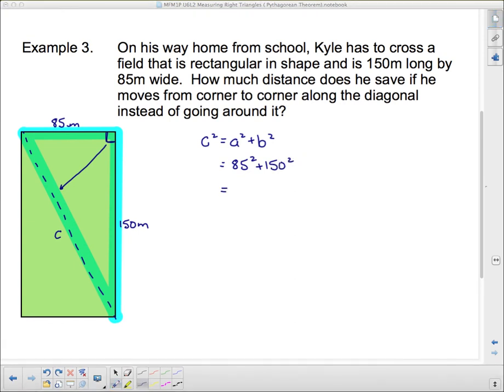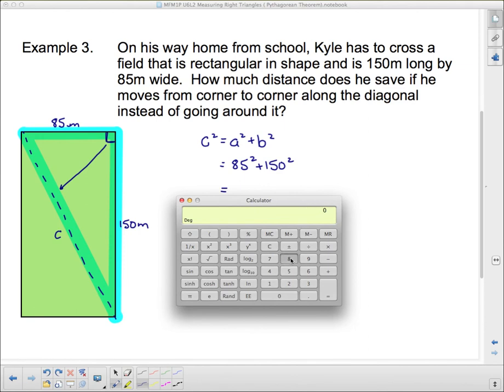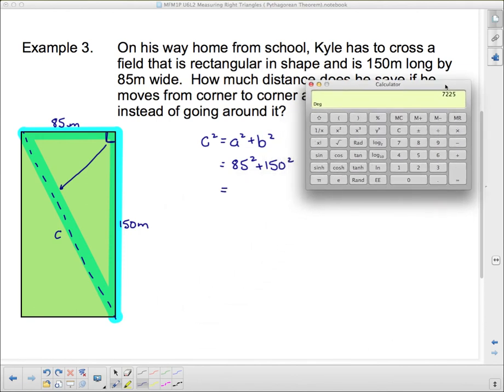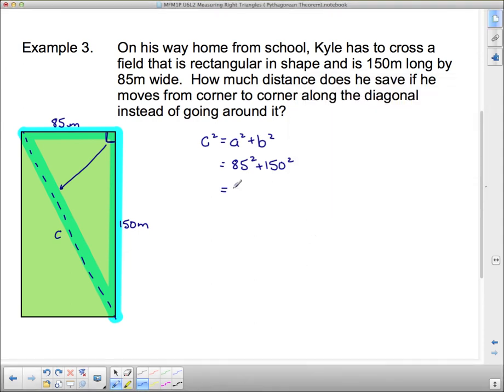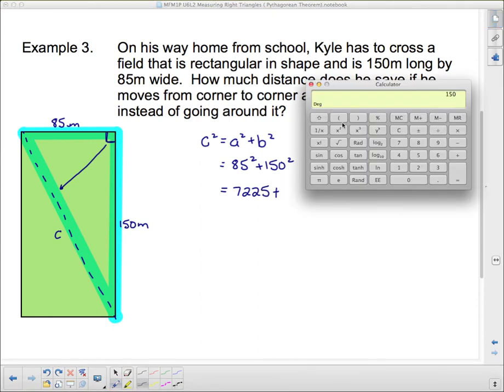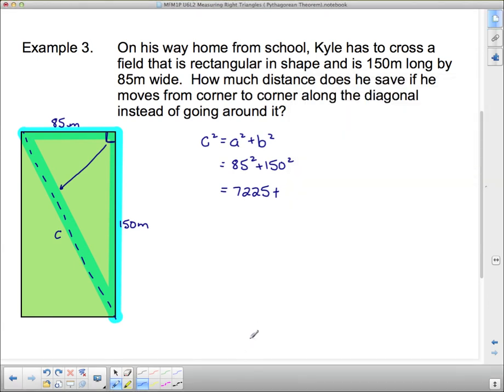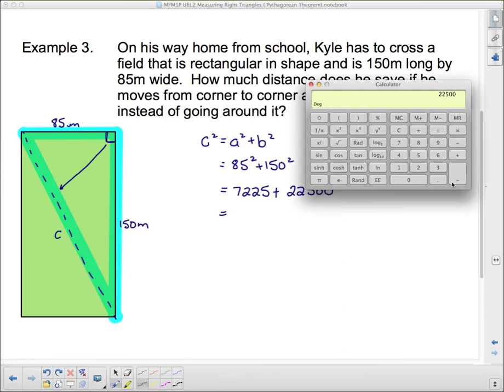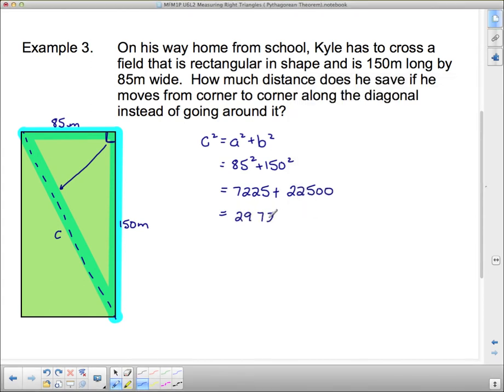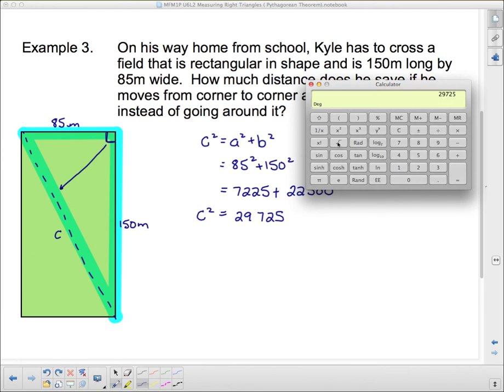Well, 85 squared is 7,225, plus 150 squared. 150 squared is 22,500. And then we're going to add those two things together. 22,500 plus 7,225, and we get 29,725. Now again, that's c squared. That is not our final answer. To get the c, we have to take the square root.